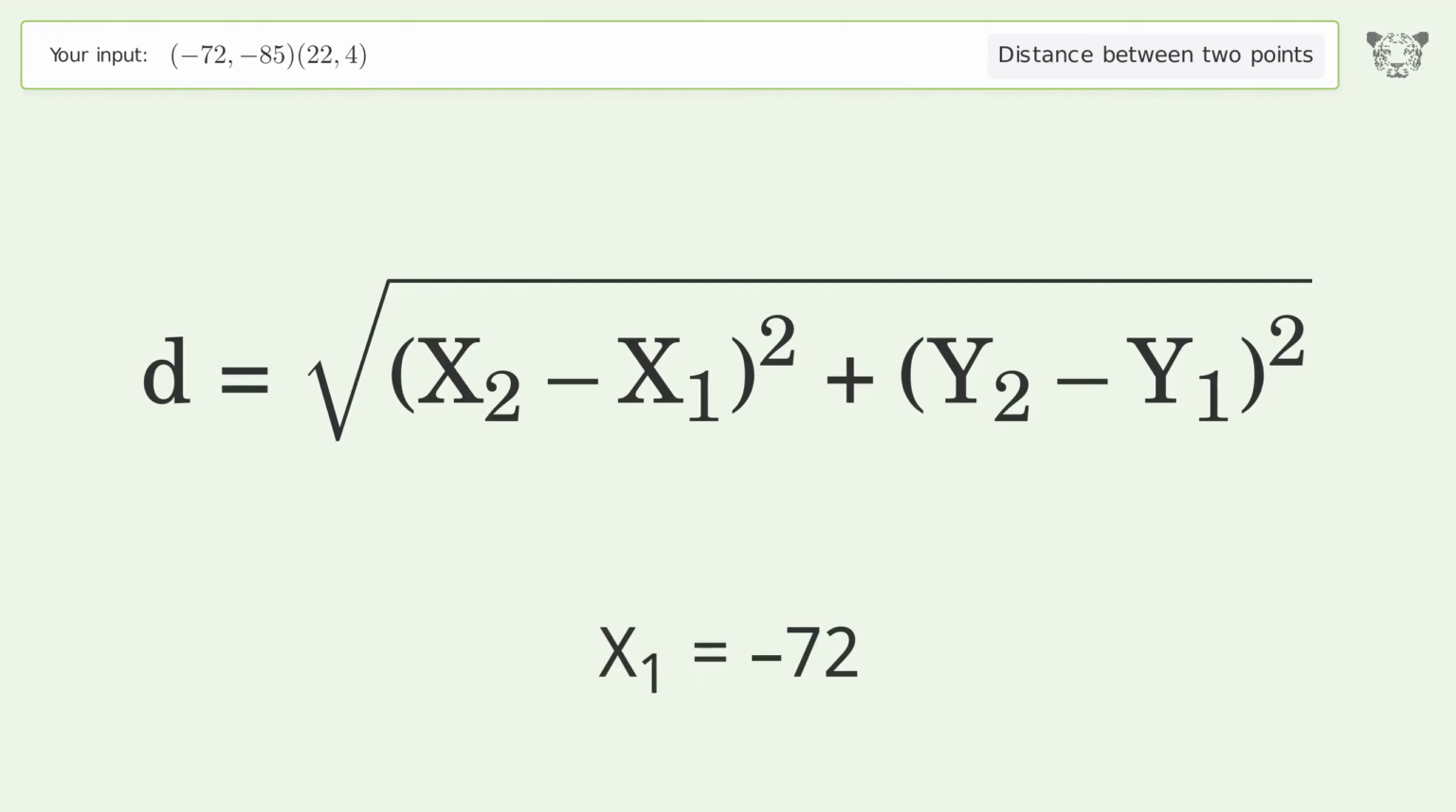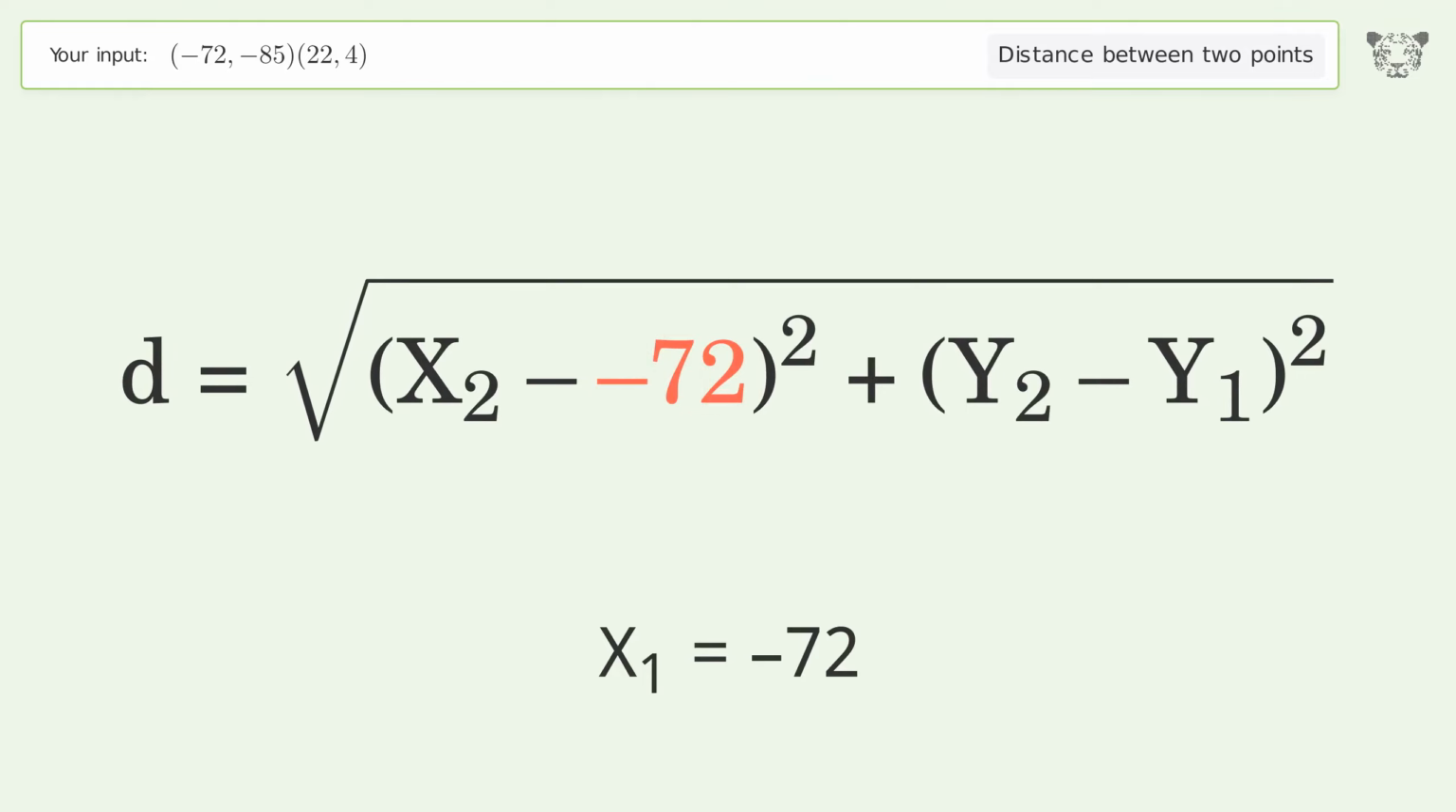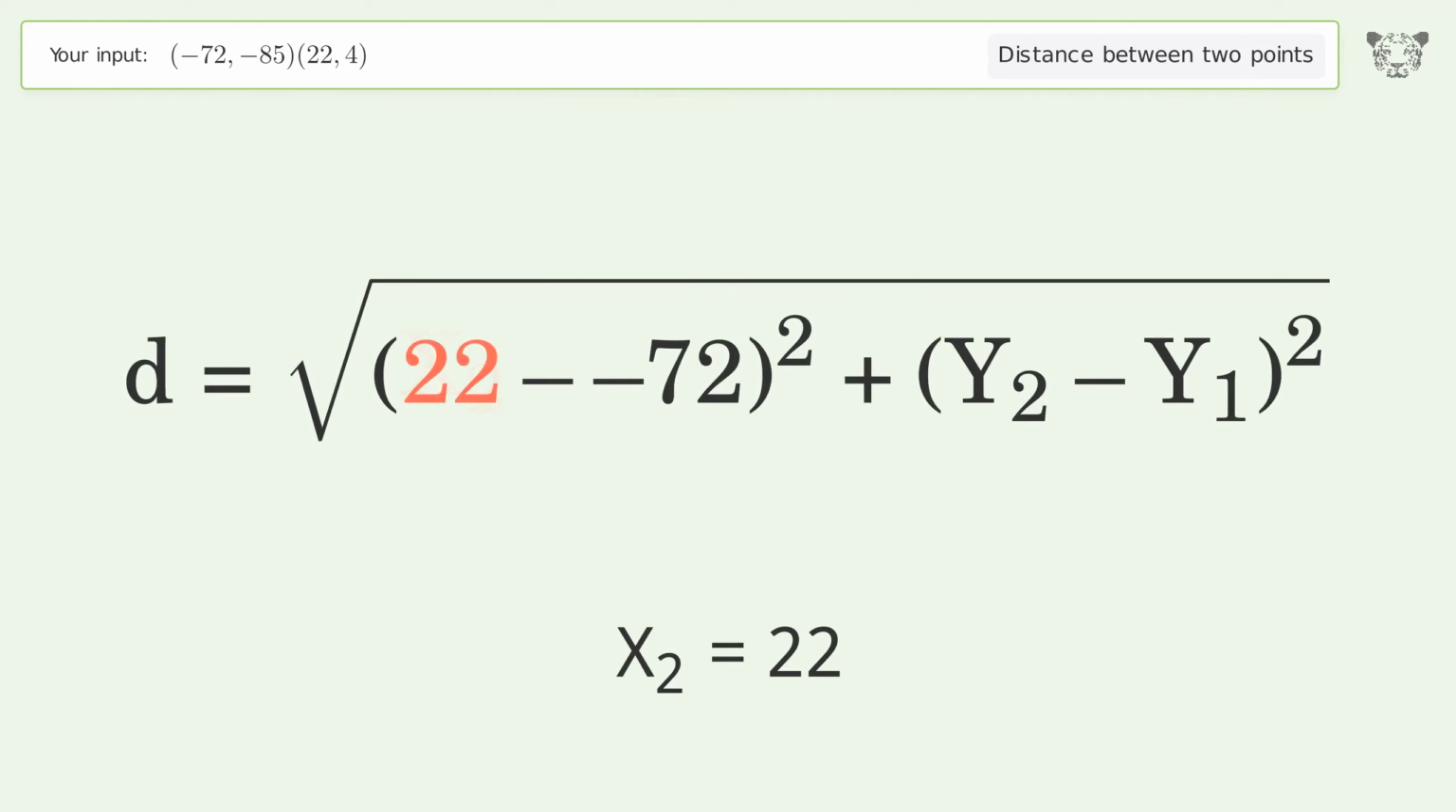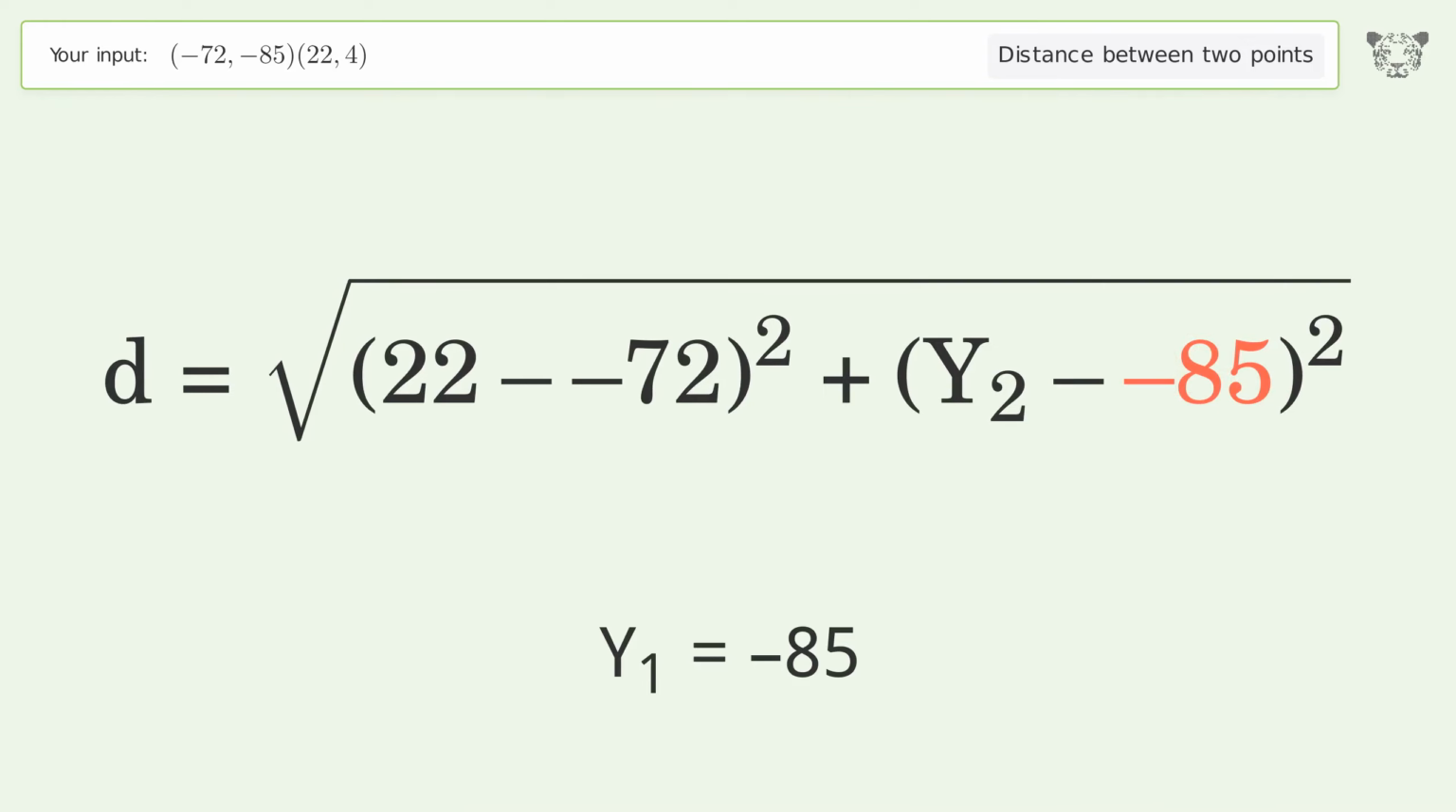x1 equals negative 72. x2 equals 22. y1 equals negative 85. y2 equals 4.